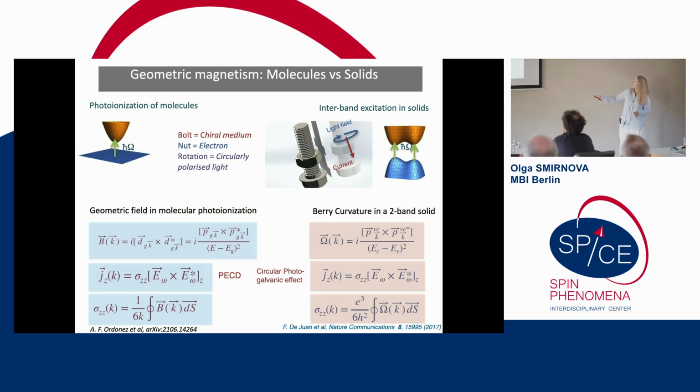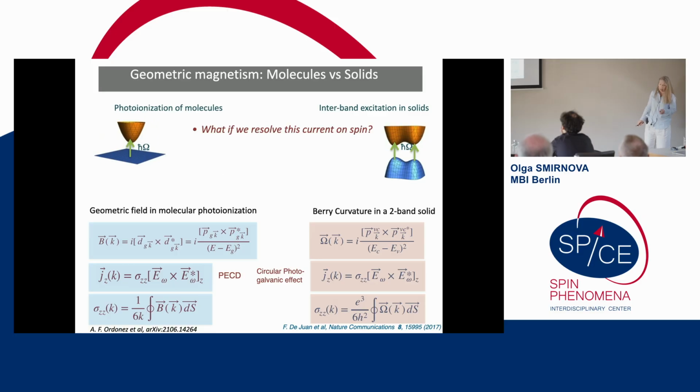Here I have a movie which shows the physical origin of this effect. Imagine that the bolt is your chiral medium and the nut is the electron, and the rotation that you give to your system is the light pulse polarization. So you rotate the system and it responds up or down depending on its chirality. It happens in chiral solids, such as, for example, 3D Weyl semimetals, but it also happens in chiral molecules, randomly oriented, that I'm talking about.